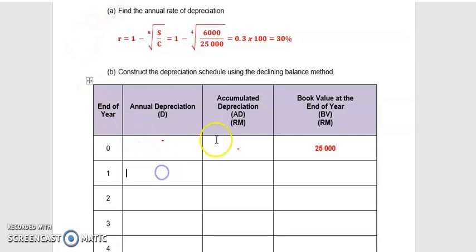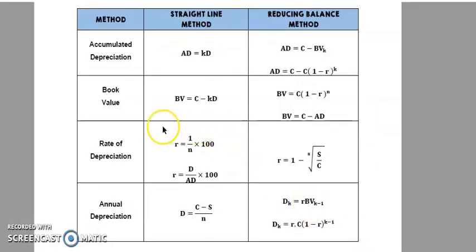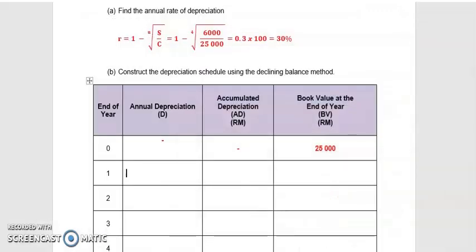Annual depreciation, remember, in the declining balance method, is not the same every year. So how do we calculate annual depreciation? If you look at the formula, annual depreciation equals R, the rate of depreciation, multiplied by the book value of the previous year. Look at this formula, and later on from the depreciation schedule you can understand it. So this equals 0.3 multiplied by the book value of the previous year.